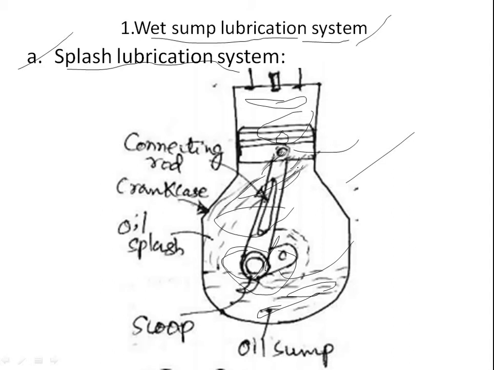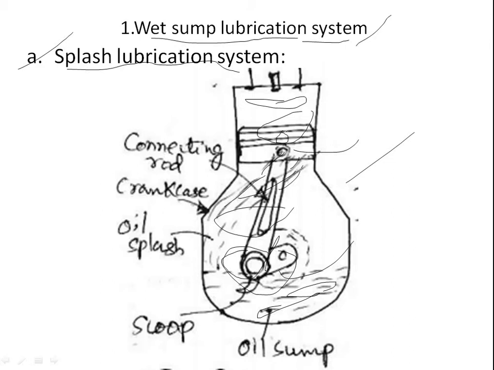This causes lubrication of engine walls, gudgeon pin, crankshaft bearing, connecting rod bearing, etc. Surplus oil eventually flows back to the sump. This system consists of an oil pan, oil pump, strainer, oil filter, and oil pipes, etc. The pump pressurizes the oil.